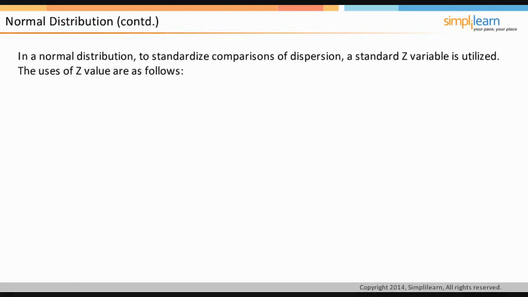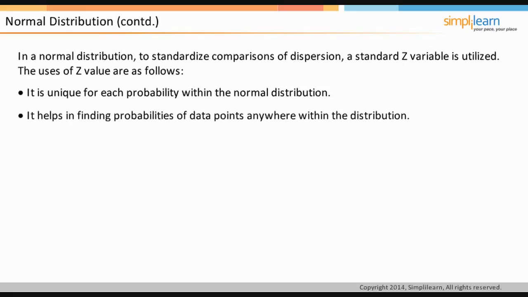In a normal distribution, to standardize comparisons of dispersion or the different measurement units like inches, meters, grams, etc., a standard z variable is used. The uses of z value are as follows. While the value of z, or the number of standard deviations, is unique for each probability within the normal distribution, it helps in finding probabilities of data points anywhere within the distribution. It is dimensionless as well. That is, it has no units such as millimeters, liters, coulombs, etc.